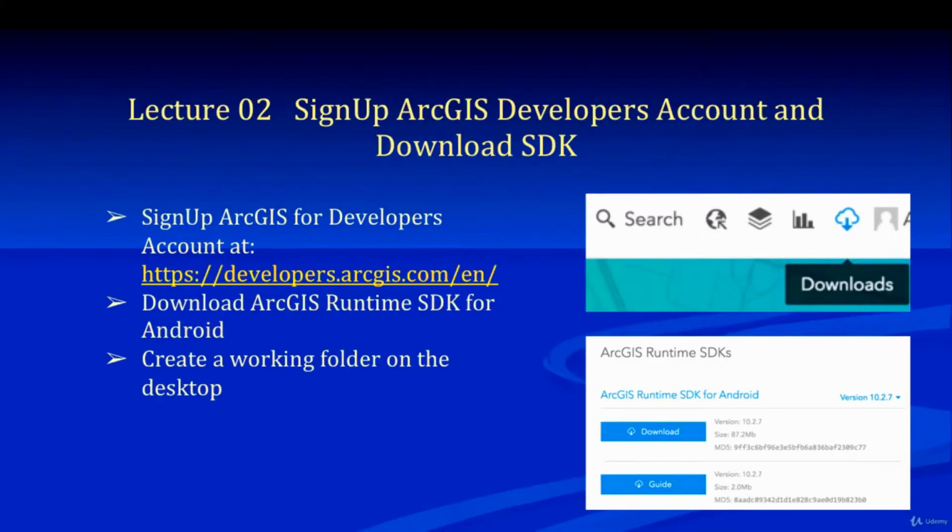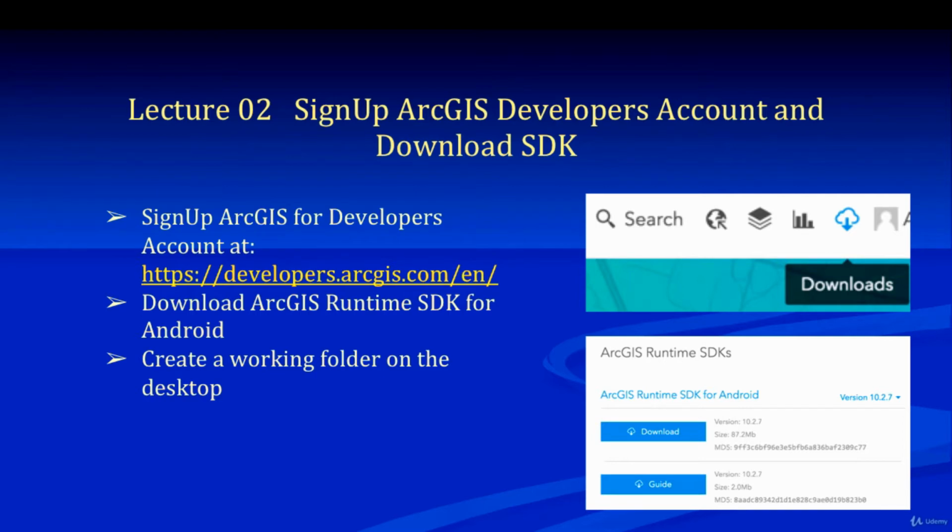This lecture covers the process of signing up for the ArcGIS developer's account and downloading the ArcGIS Runtime SDK for Android to the course working folder. If you have an account and have downloaded the SDK already, you can skip this lecture. We will go to the ArcGIS developer's website first. You can find the URL in the lecture resources file.